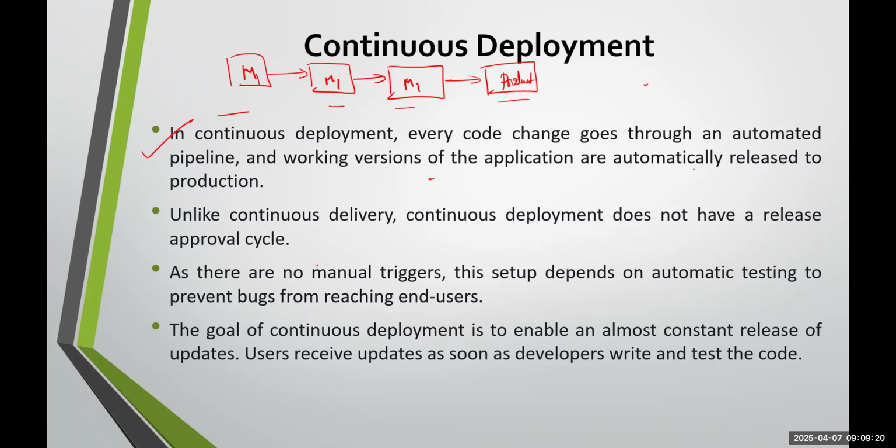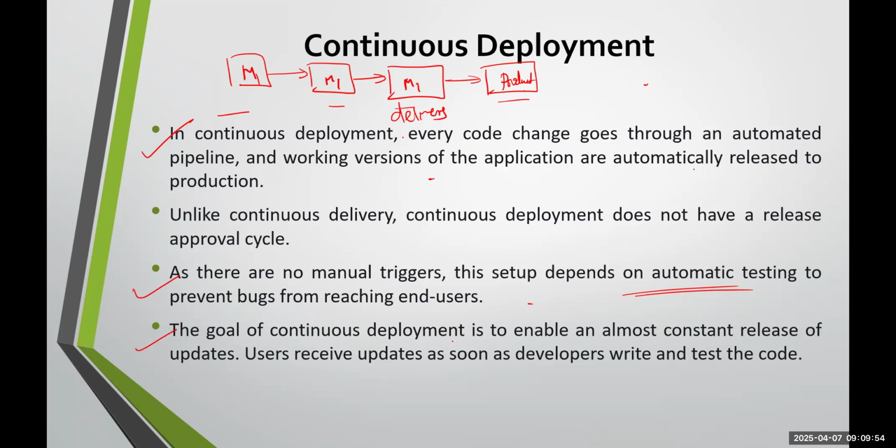So normally in delivery, what happens? Continuous deployment does not have any release approval cycle. I told you, delivery is all about UAT. We have to confirm whether the application is ready to release, so we need some approval cycle. But in deployment, there is no such case. It is directly deployed to the production environment, and there we can directly do the final check and release the product. As there is no manual trigger, this setup depends on automatic testing and prevents bugs from reaching the end user.